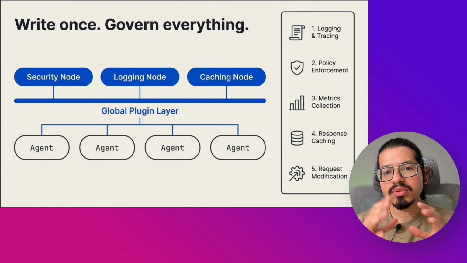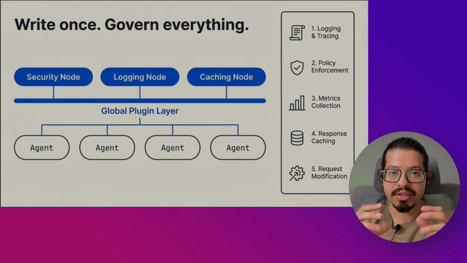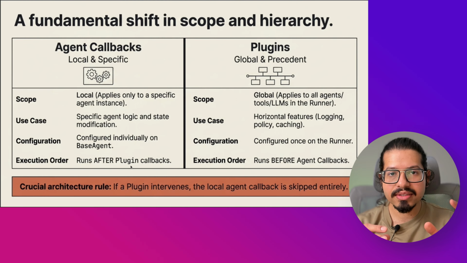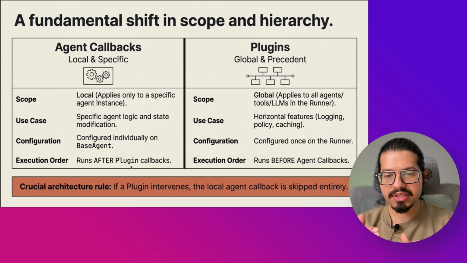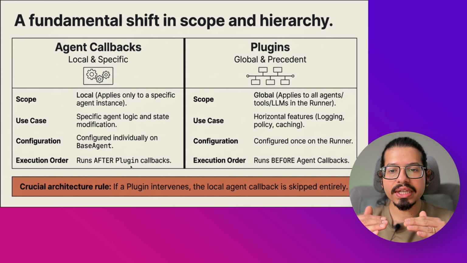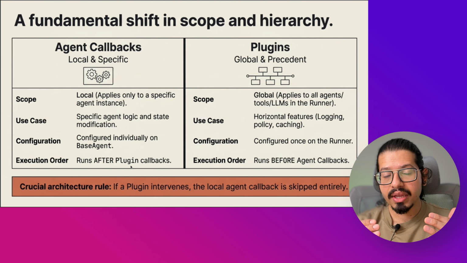Now this sounds similar to callbacks, but it's actually different from callbacks as well. So let's make the distinction clear. Let's look at how callbacks are different from plugins. Callbacks are local and specific. They apply only to a specific agent, whereas plugins are global. They apply to all the agents, all the models, all the tool calls.